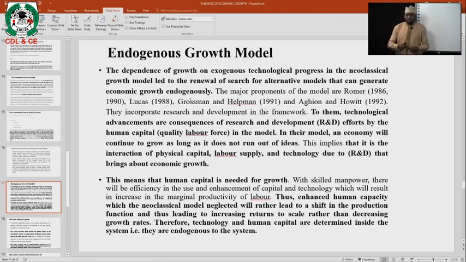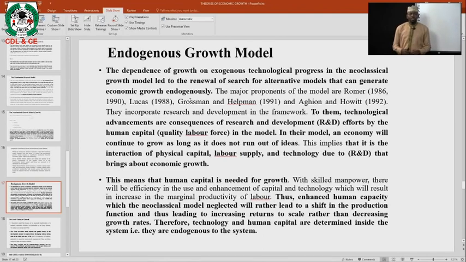To them, technology could be driven by labor. And if technology could be driven by labor, the labor could even drive the capital. So it looks at the growth model from the point of view that if you want to develop technology, then you could develop the human capital. Then by developing the human capital, technology will be developed. So to them, technology is endogenous within the system.